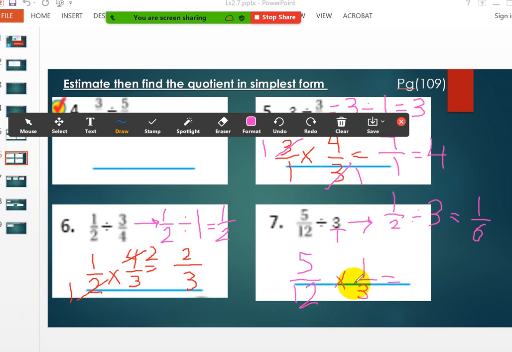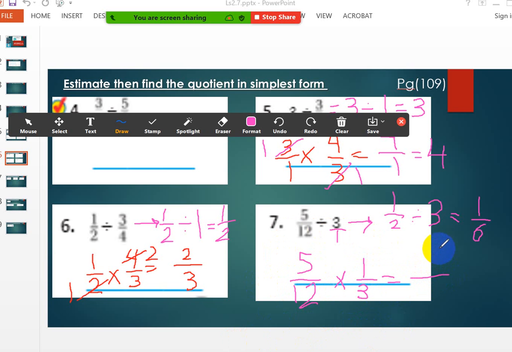Can you tell me which number you will choose to simplify? I will choose 12. And? 1. Okay. Do you have any greatest common factor between 12 and 1? No. So that means this is the simplest form for this multiplication.